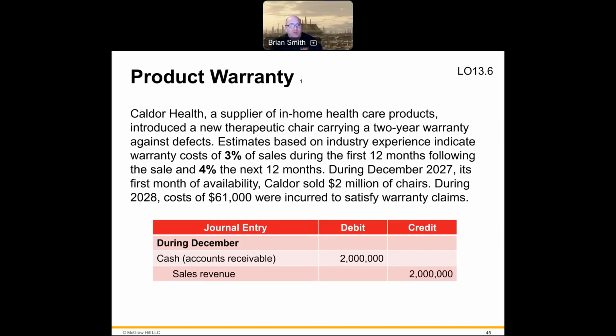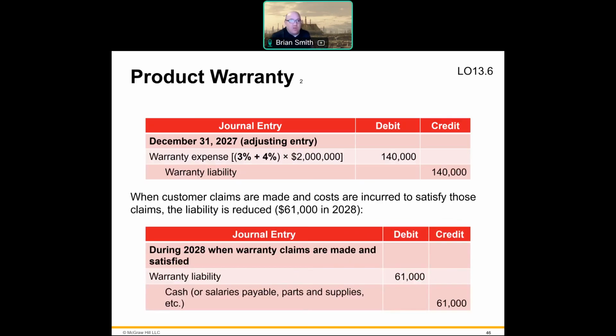So when we have sales of $2 million, our experience says that warranties will be estimated based on industry experience at 3% of sales during the first 12 months following the sale and 4% the next 12 months. So we're giving these people a 2-year warranty against defects. Ultimately we're expecting 7%. So we take 2 million times 7%, and that's our warranty liability. We're going to debit the warranty expense, credit the warranty liability. We're basically pre-funding what we expect to have to pay out. And then when warranty claims are made, we're going to debit that liability and credit the cash or salaries payable or parts or whatever account we're using to track that. No big deal.